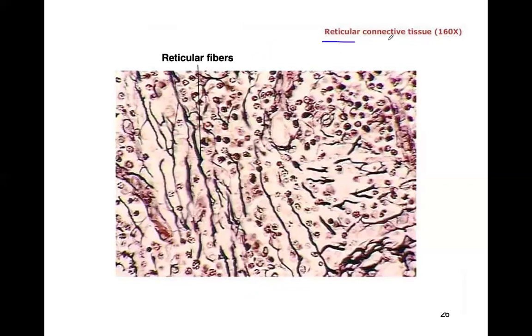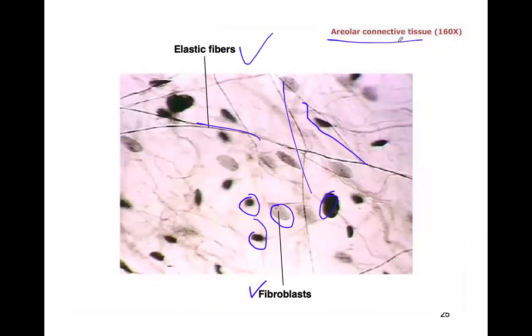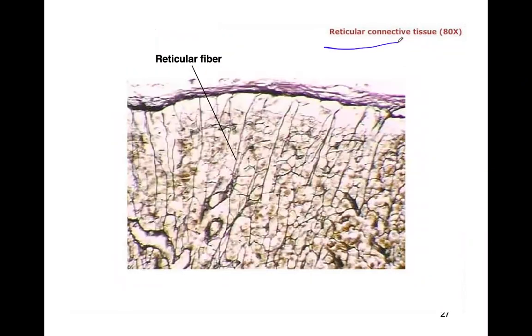This is reticular connective tissue. This is what makes up most of the substance of your organs and gives them their shape, like the spleen and the kidneys. Again, here's reticular connective tissue. It looks very different than areolar. Here's areolar. Here's reticular connective tissue.